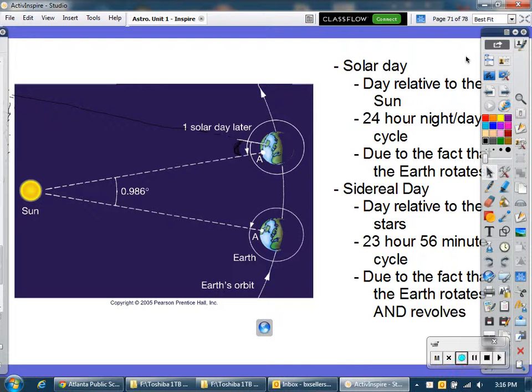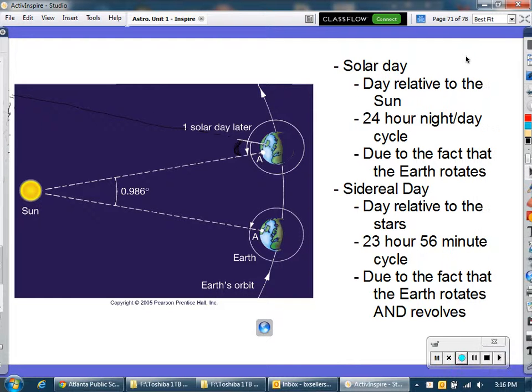You have the solar day and the sidereal day. It's technically called sidereal, but it's easier for a lot of people to remember the sidereal. Solar day is the day relative to the sun. It's the day that you know of, the 24-hour night and day cycle, due to the fact that the Earth rotates. The sidereal day comes from the word sidereus, which means star. It's the day relative to the stars.